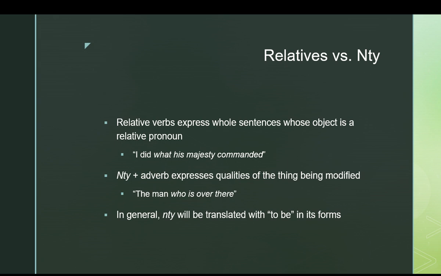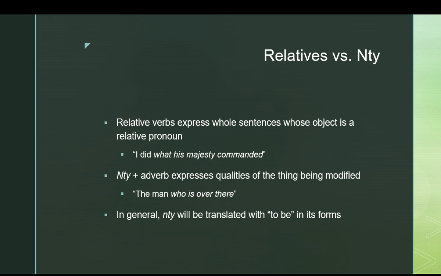Presumably some further specification. But effectively, remove the relative pronoun, turn it into a noun, and put it after the verb, and you get a whole sentence with a verb.